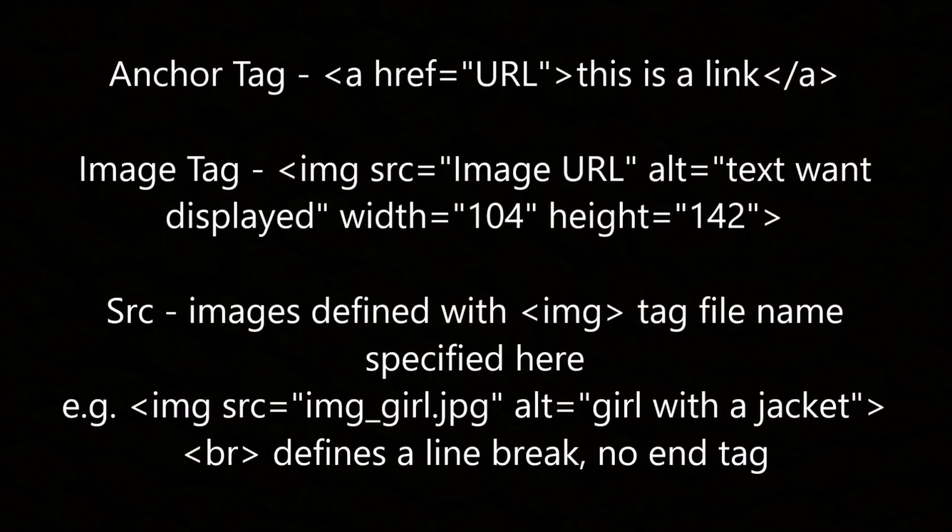An image tag is img src equals your image URL in quotations, then your alternative text that you want displayed if the image isn't there. An example of width is 104, an example of height is 142. You don't need to have an end tag for your image tag. src is the image file name specified here, so an example is img src equals img_girl.jpg. The alternative would be girl with a jacket, and then br is defined as a line break, and it doesn't have an end tag either.